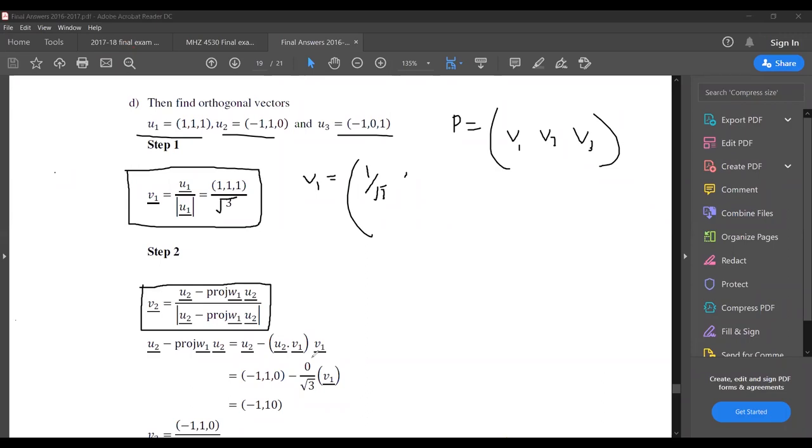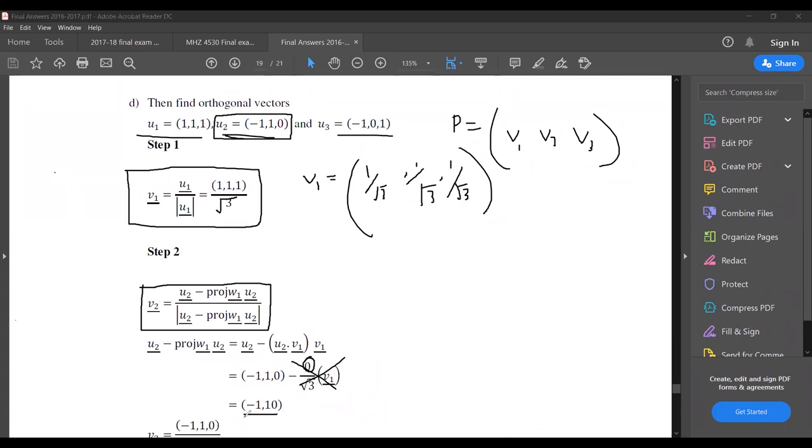So what is u2 into v1? You know what u2 is, and v1 is 1 over root 3, 1 over root 3 and 1 over root 3. It's a simple dot product. Minus 1 into 1 over root 3 is minus 1 over root 3. 1 into 1 over root 3 is plus 1 over root 3. 0 into 1 over root 3 is 0. Add all three and that is obviously 0. We need not bother about v1 because this term cancels out.